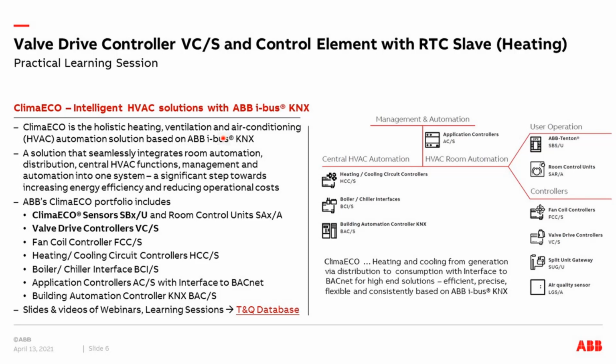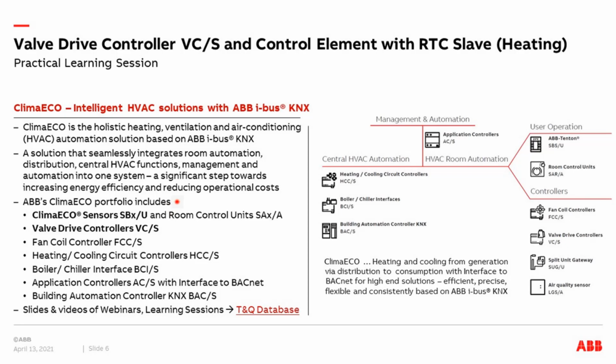ABB offers a holistic automation solution for heating, ventilation and air conditioning based on ABB IBUS KNX. This allows a seamless integration from the room level via distribution and central HVAC functions to the management and automation level. This is a significant step towards increasing energy efficiency and reducing operating costs.